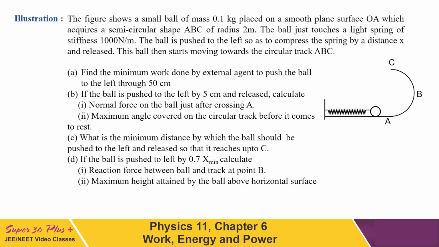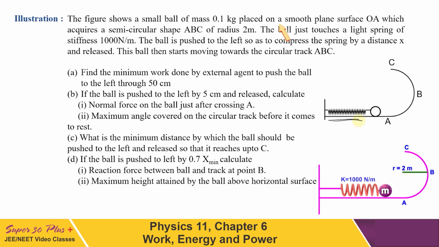As you can see, this is an example which includes both parts, that is motion along a vertical circle and potential energy stored in a spring. The question says, the figure shows a small ball of mass 0.1 kg placed on a smooth plane surface OA, which acquires a semicircular shape ABC. This ABC is semicircular, having radius of 2 meter. This is the value of R given. Mass is given, which is equal to 0.1 kg.